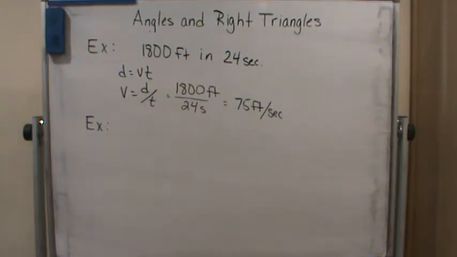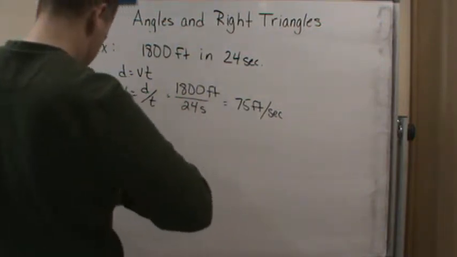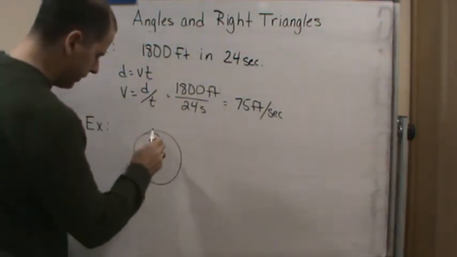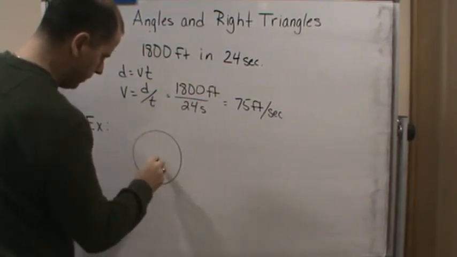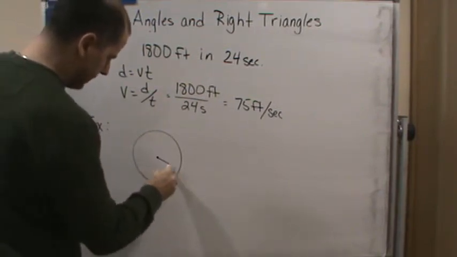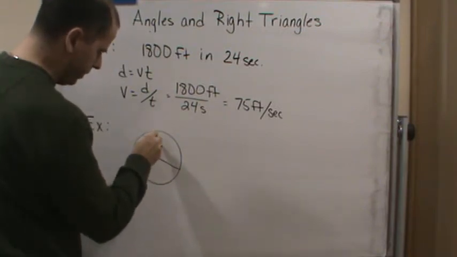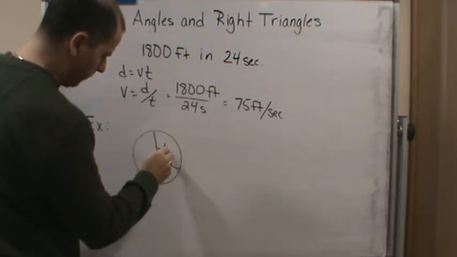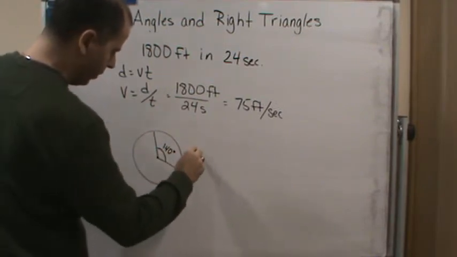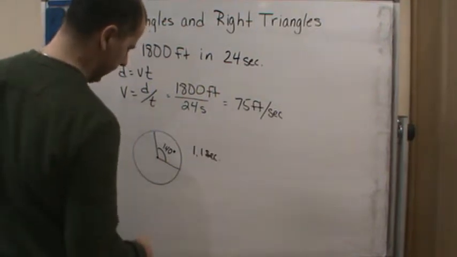Now, what's the next example? Here, it says, if a 24-inch diameter flywheel rotates through an angle of 140 degrees in 1.1 seconds, what is the average angular speed of the flywheel? Okay, great. Well, what do we know? Well, let's draw a picture. So we've got this flywheel. Okay? And it says it goes an angle of 140 degrees in 1.1 seconds.